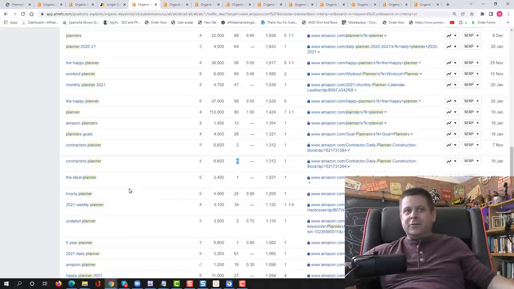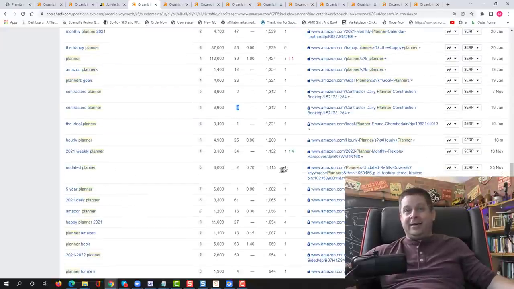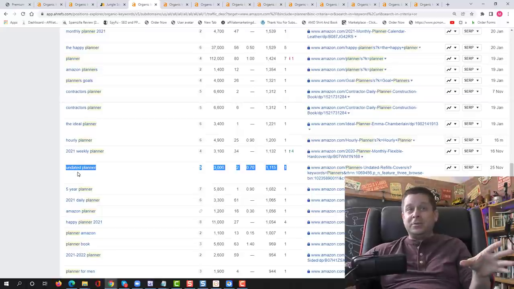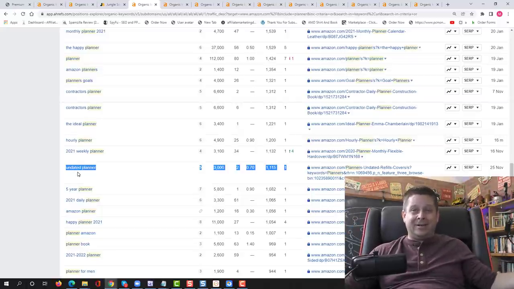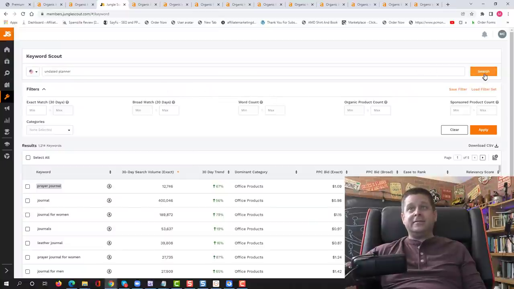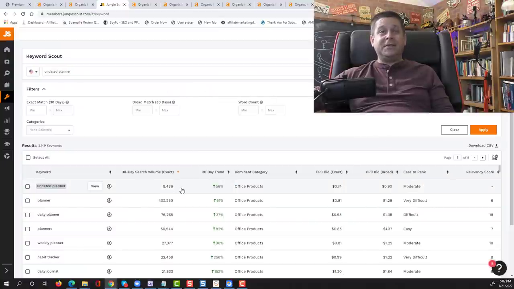Hourly planner, for those neurotic types who plan everything to the minute. Undated planner, there's a great example of a low content book you could put out with an undated planner. All you do is have daily stuff without the date. Competition's pretty much nothing. And we could see in Jungle Scout here, 9,000 searches a month on Amazon alone. Are you starting to get the idea?